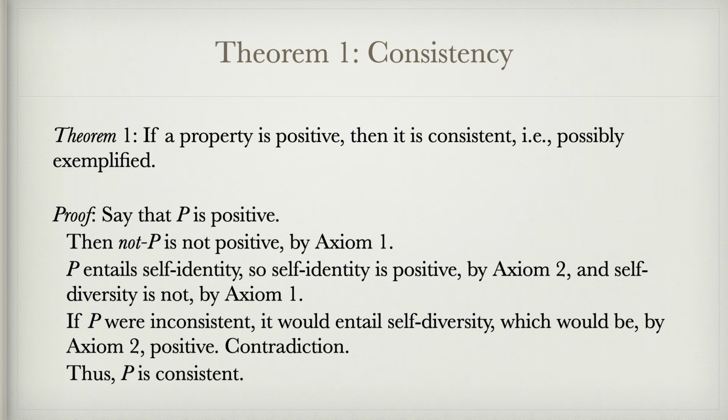If a property is positive, then it is consistent. That is to say, it's possible for it to be exemplified. There is no contradiction in it. Now, at first glance, you might say, that's pretty surprising. How did we get that out of our definitions and axioms? But actually, the proof is very simple.